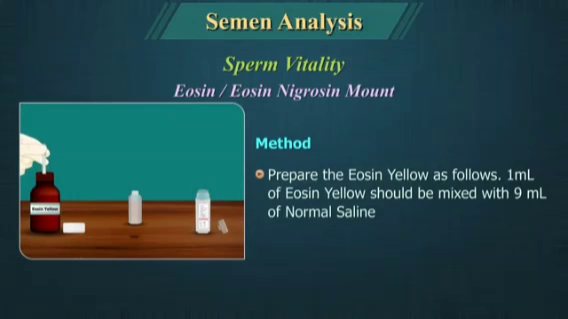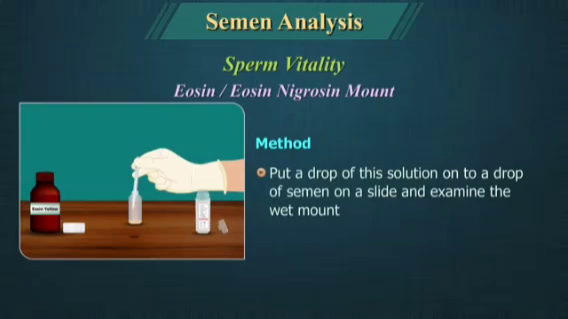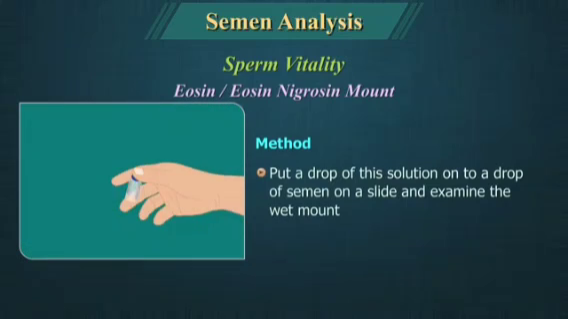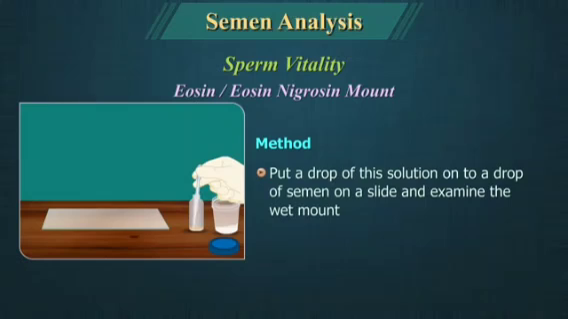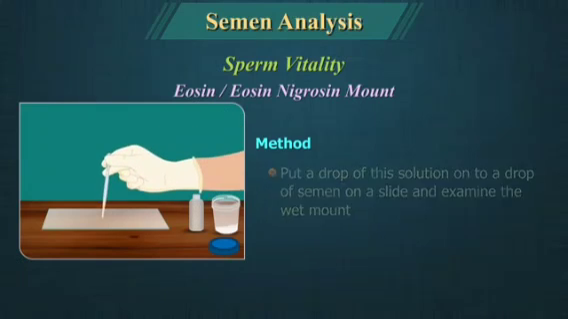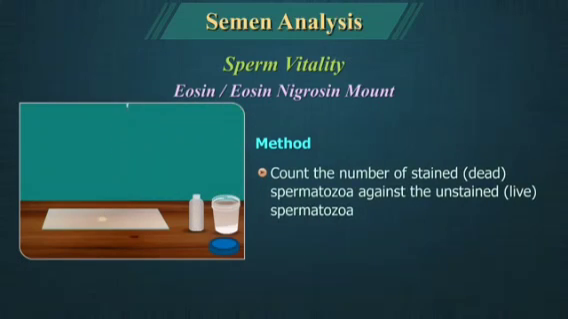Preparation of eosin yellow: 1 ml of eosin yellow should be mixed with 9 ml of normal saline. Put a drop of this solution onto a drop of semen on a slide and examine the wet mount. Count the number of stained or dead spermatozoa against the unstained or live spermatozoa.